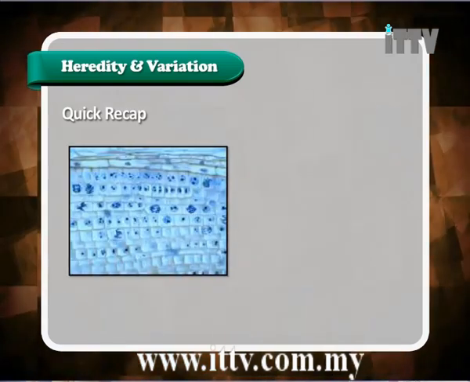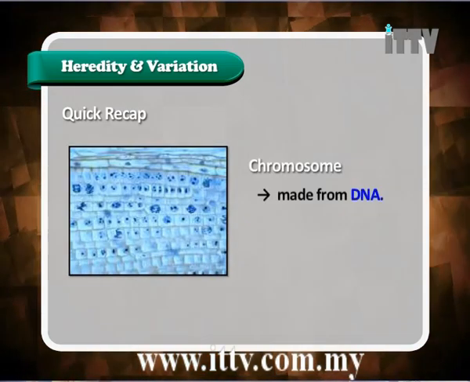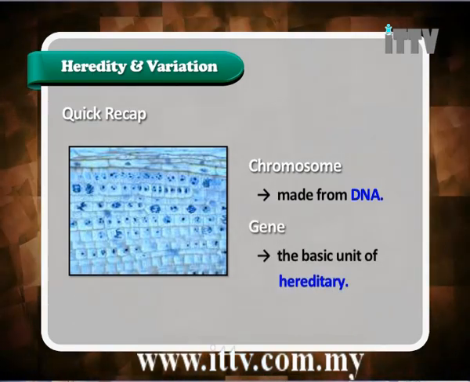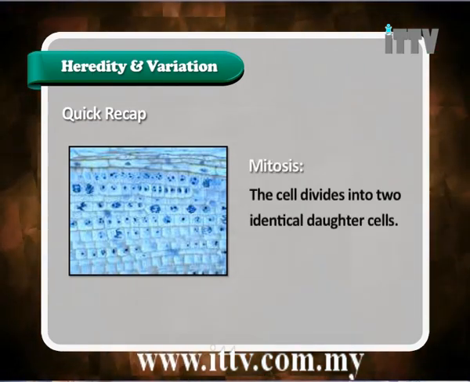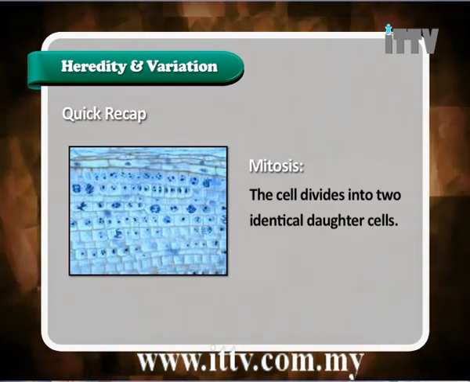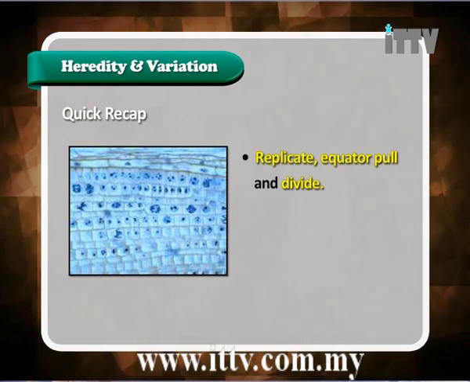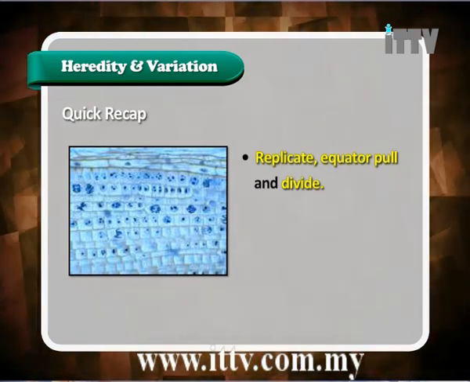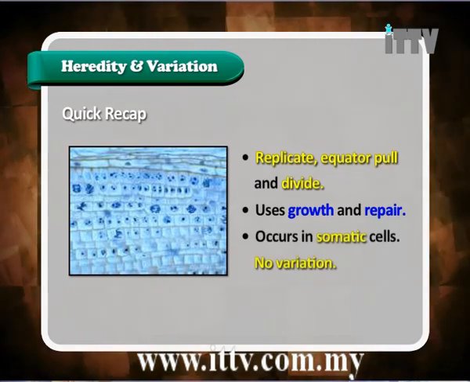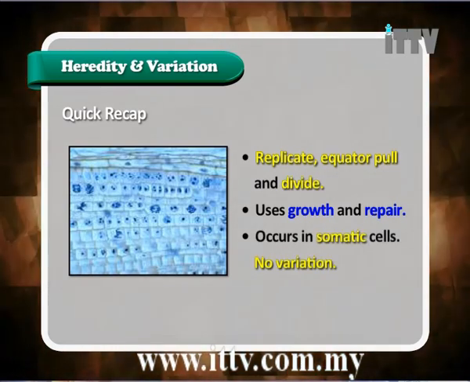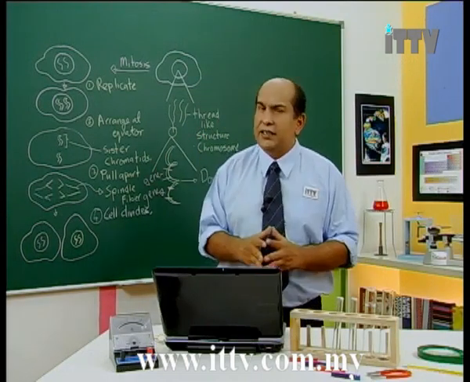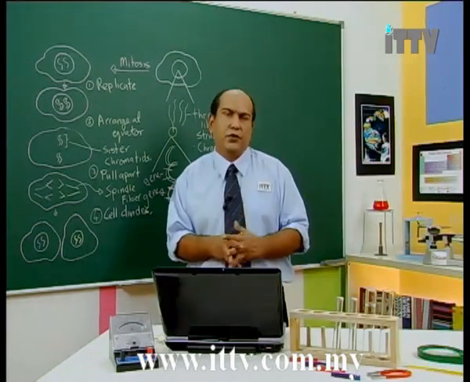So, a quick recap of what we've learned. Chromosome, made from DNA. Gene, the basic unit of heredity. Mitosis, the cell divides into two identical daughter cells. Remember, replicate, equator, pull and divide. Uses, growth and repair, occurs in somatic cells, no variation. So let's remember all these key things that we've had a look at so far.